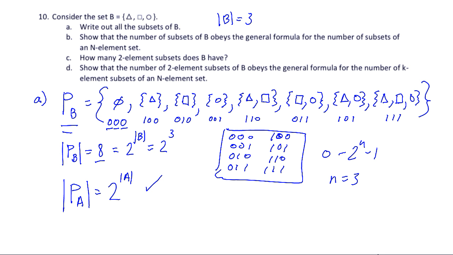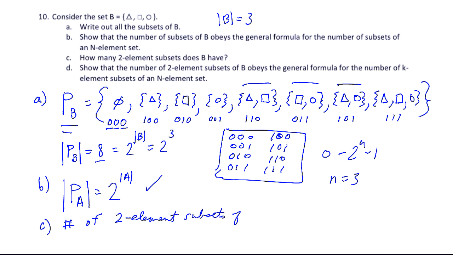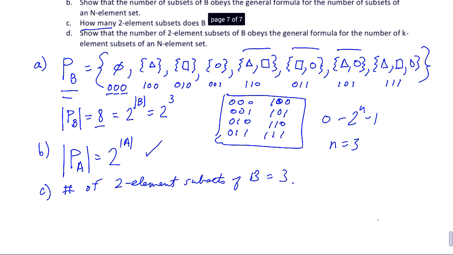How many 2-element subsets does B have? Here's part C. How many 2-element subsets? Well, here they are: 1, 2, and 3. The number of 2-element subsets of B is equal to 3. And it doesn't ask us to write them all out. It just says how many. So I guess I'm done with part C. And part D says, show that this number obeys the general formula.